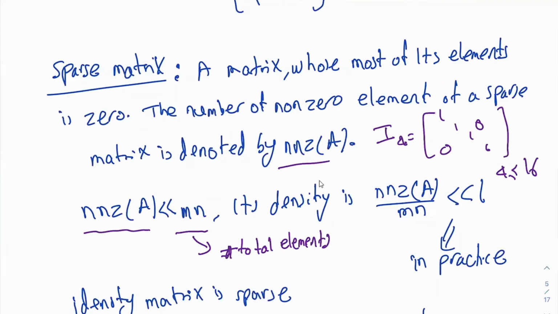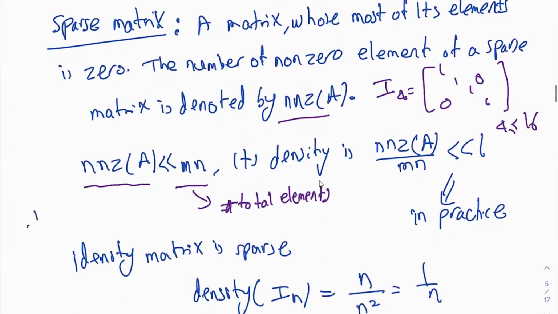And in general, I_n for n very large. So for example, consider I100. The number of non-zero elements for I100, as I said, there are only 100 ones on the main diagonal, is equal to 100, which is less than 10 to the 4. So this is definitely a sparse matrix. For a larger n, identity is definitely a sparse matrix.